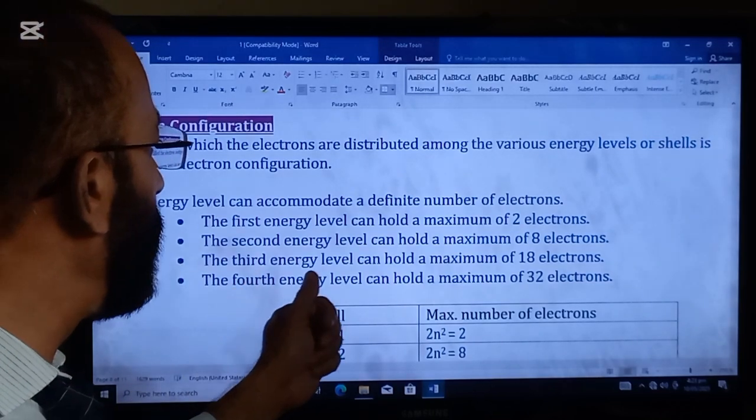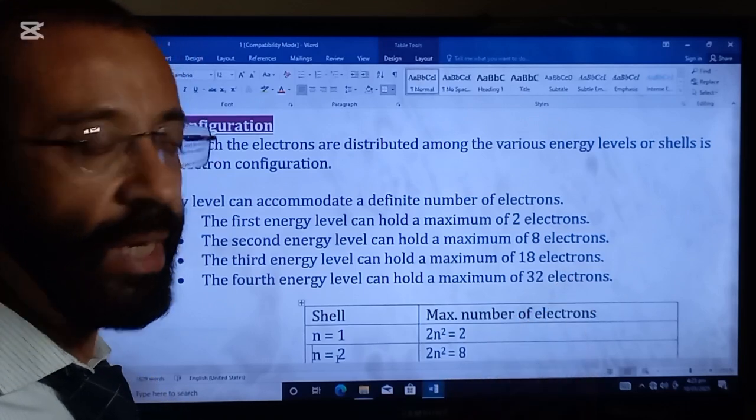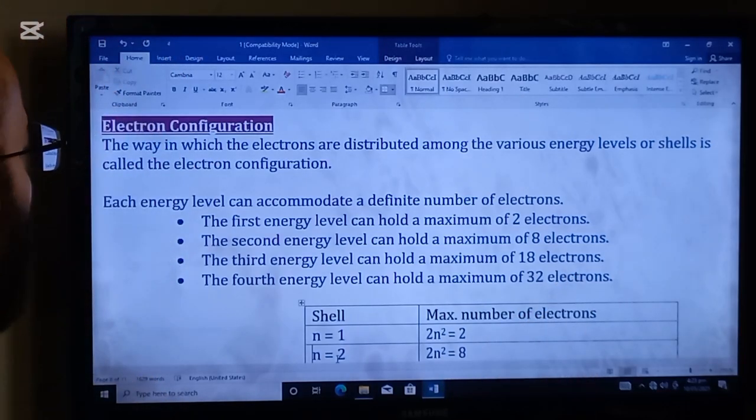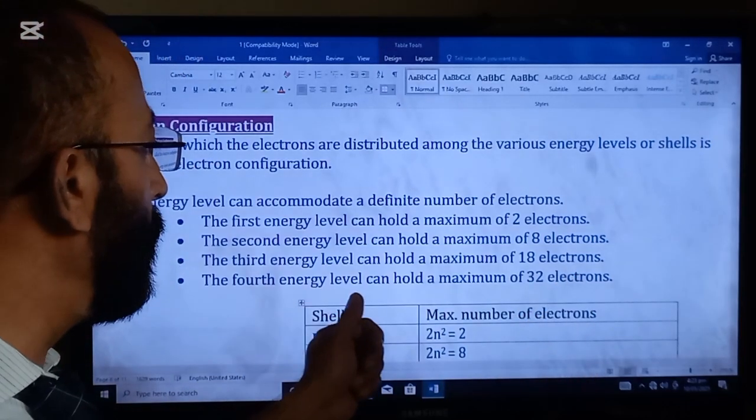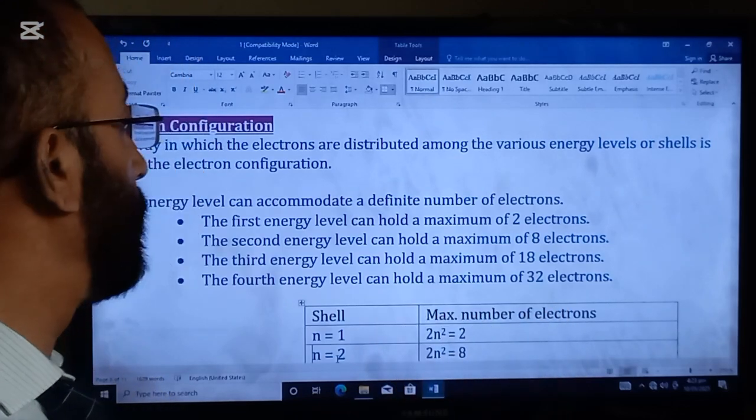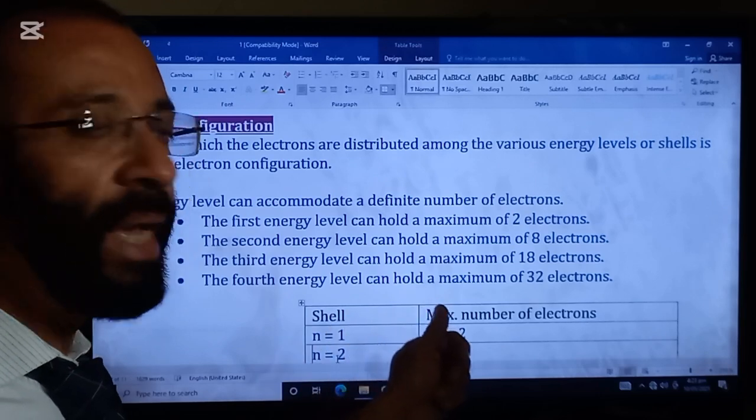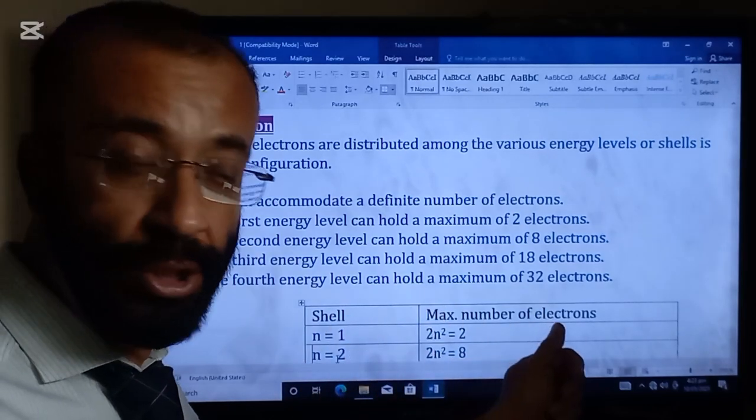The second energy level can hold a maximum of 8 electrons. The third energy level can hold a maximum of 18 electrons. The fourth energy level can hold a maximum of 32 electrons.